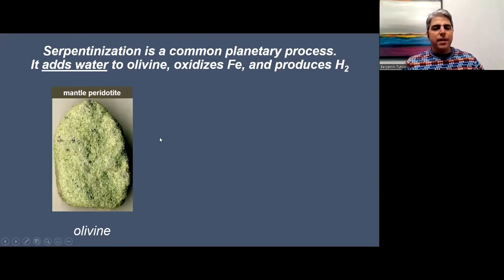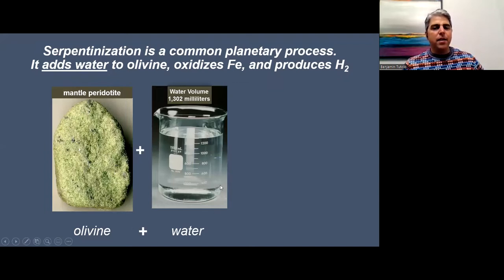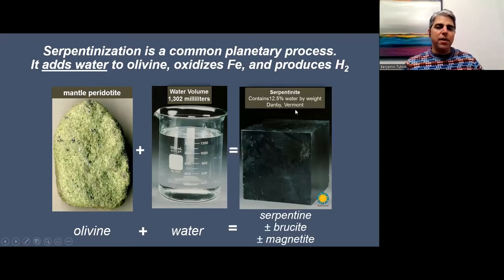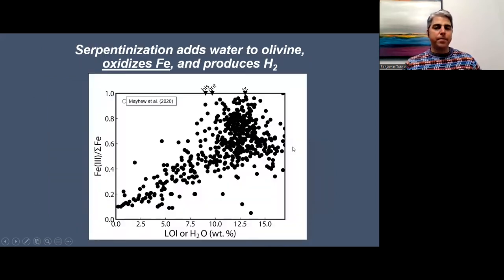We can add to it a significant amount of water. So this is a large beaker of water, 1.3 liters of water added to a kilogram of rock or so. And we end up with this rock on the right-hand side, which is a serpentinite. And it contains, again, about 13% water by weight. So we start with a nominally anhydrous rock here on the left-hand side, this dunite. We added water to it, and on the right-hand side, we end up with this serpentinite. And that serpentinite contains minerals like serpentine and brucite, as well as magnetite. And in the process, we've oxidized iron and produced hydrogen.